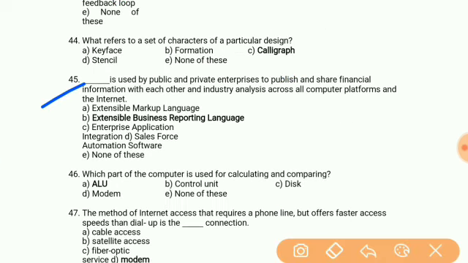Then dash is used by the public and private enterprises to publish and share financial information. To publish or share financial information, they use extensible business reporting language.